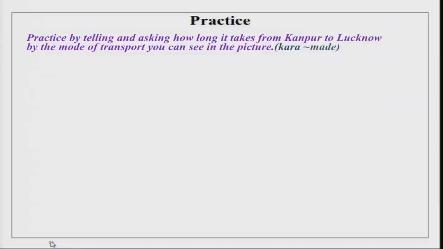Now, we have another practice for you over here. If you remember, we did kara and made with time. Kuji kara goji made, rokuji kara shichiji made, or 7 kara 8 made, whatever exercise you are doing, whatever activity you are performing. So, from a certain time till a certain time, a certain activity is done.